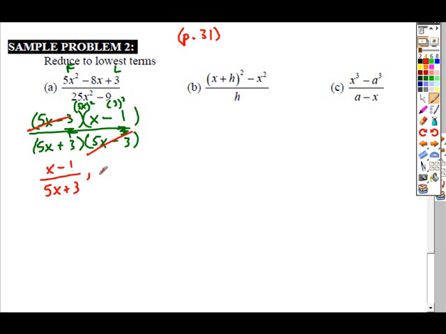And then when we look for our restricted value, look at the factors that got canceled. What value can x not be in this canceled factor? Positive 3/5. So there's our restricted value. Is that restricted in the simplified form itself? No. So that's all you're going to include as your additional restricted values.